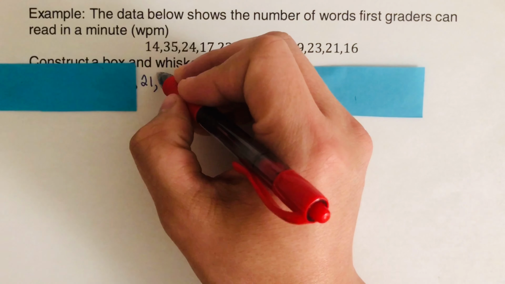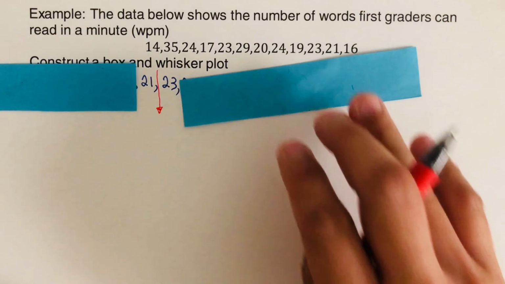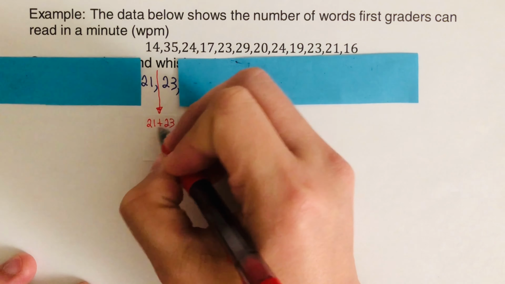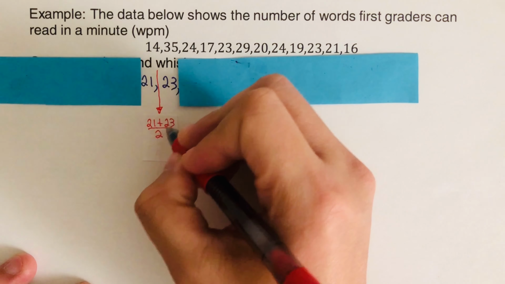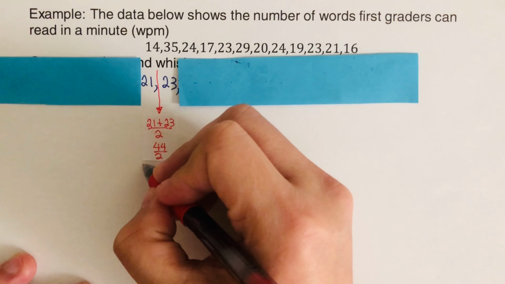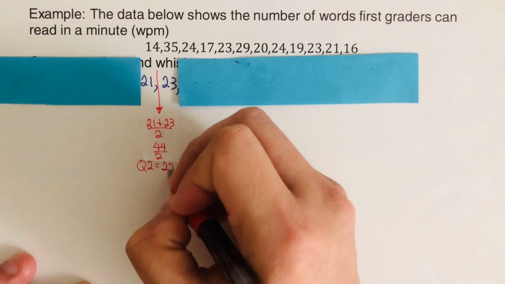So then I can go ahead and get the average between these two. So I can get the median, or the Q2. So that would be 21 plus 23 divided by 2. So 21 plus 23 is 44 divided by 2. So our Q2 is equal to 22.